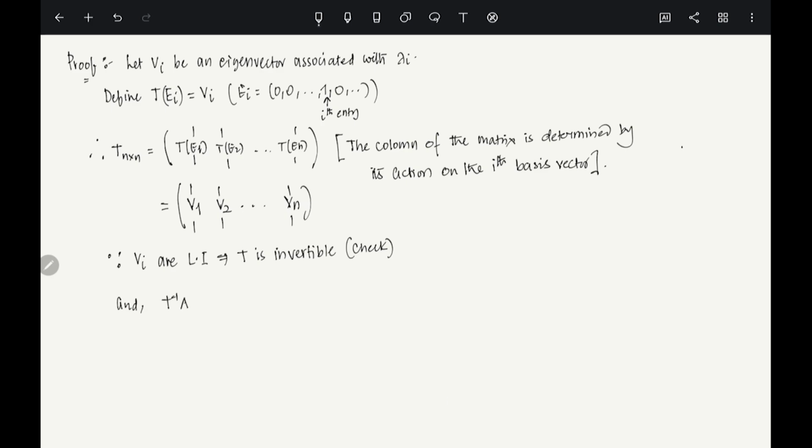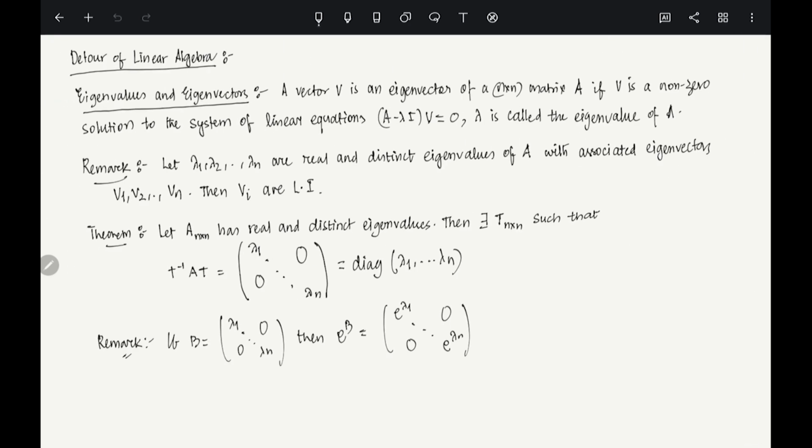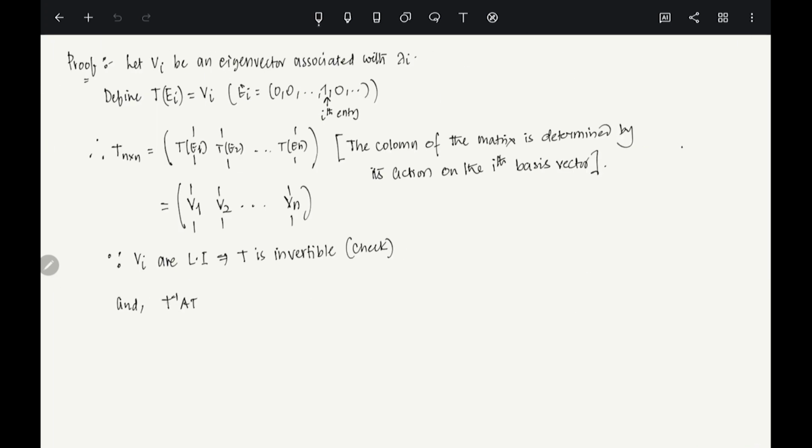Let's look at what happens to T inverse AT. You see what we need to do? We need to write down T inverse AT as a diagonal matrix, right? So what happens to T inverse AT? This is a matrix, right? If we want to determine the matrix, we have to determine what it does on the basis elements. So T inverse AT acting at, let's say, Ej. This is nothing but T inverse A, and now T acting at Ej is Vj, right? So this is nothing but T inverse A acting at Vj.